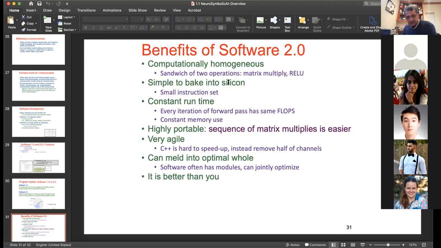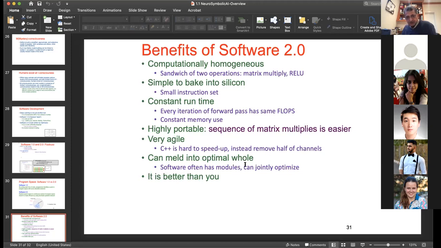Small instruction set, constant runtime. Every iteration of the forward pass has the same floating point operations, constant memory use, highly portable. A sequence of matrix multiplies is easier, very agile. If you write conventional code in C++, it is hard to speed up. Instead, remove half of the channels. If you want to speed up, remove half the channels in the neural network.